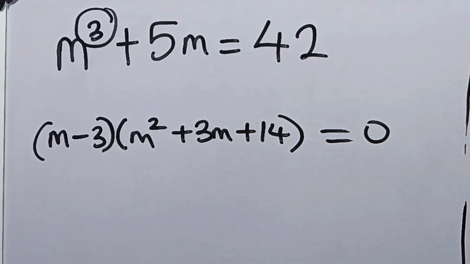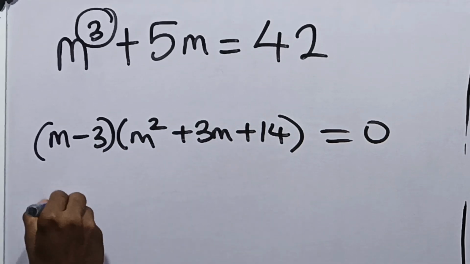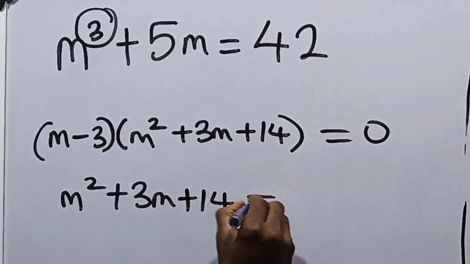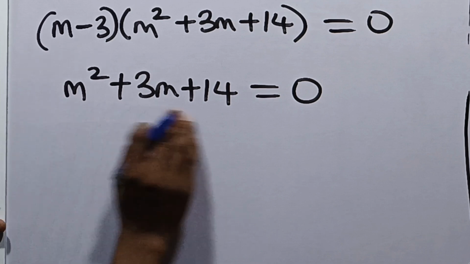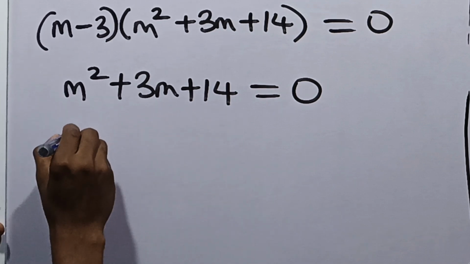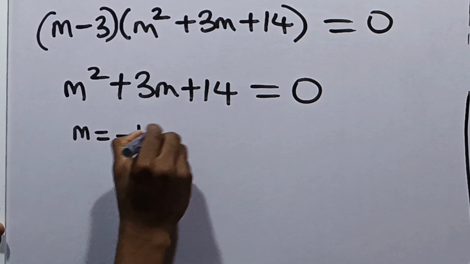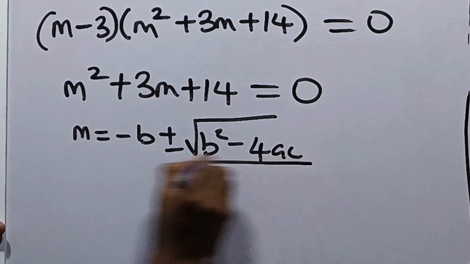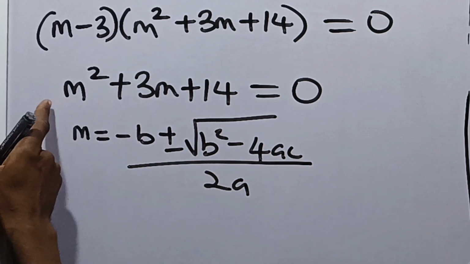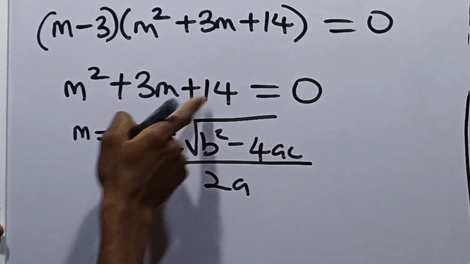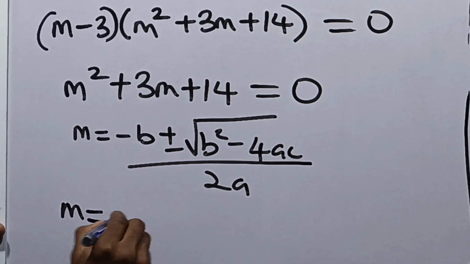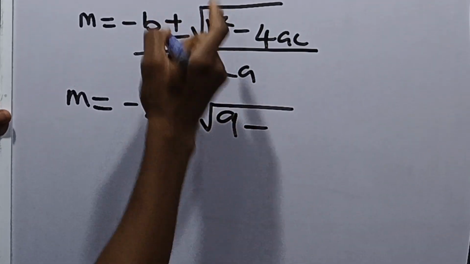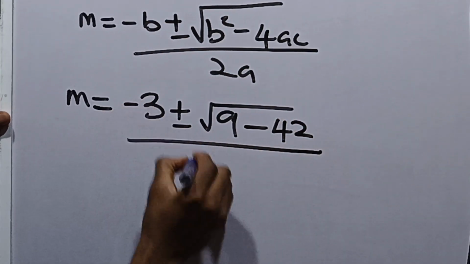Now, moving on from here, let's now factorize this. So we have m squared plus 3m plus 14 is equal to 0. Okay? Now, solving this quadratic equation, we use the quadratic formula to solve it. And we know that our m here will be equal to minus b plus or minus square root of b squared minus 4ac all over 2a. Okay? Where a is the coefficient of m squared, b is the coefficient of m, and c is the constant term. So that our m here will be equal to minus 3 plus or minus square root of 3 squared is 9 minus 4 times 14 is 42 all over 2 times 1, which is 2.